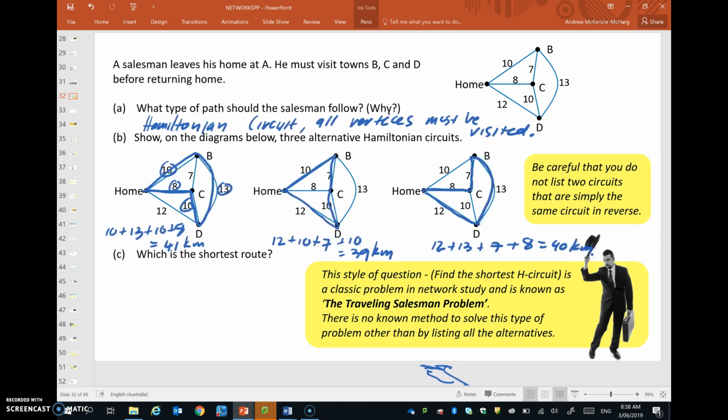Okay, so of all these, the shortest route I got was 39, which was home to B to C to D and back home again. 39 kilometers. But of course, I've got no proof that that is the shortest one, and you might be able to find a shorter way through this and decide that that's a more optimal way to go.